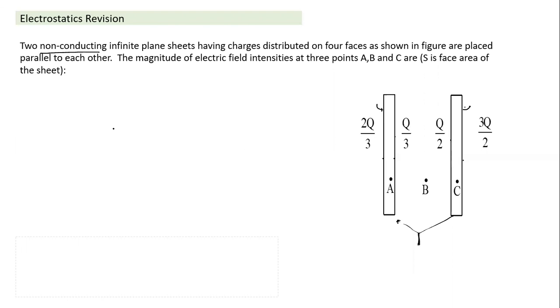So, let's see, for point A, if I focus only on point A, I can draw the first sheet of charge. This is the first sheet charge. This sheet has total charge of 2Q by 3, or I can say sigma 1 is equal to 2Q by 3A, where A is the area of the plate. Second sheet charge is on the right side of A. Third sheet charge is also on the right of A. And fourth sheet charge is also on the right of A.